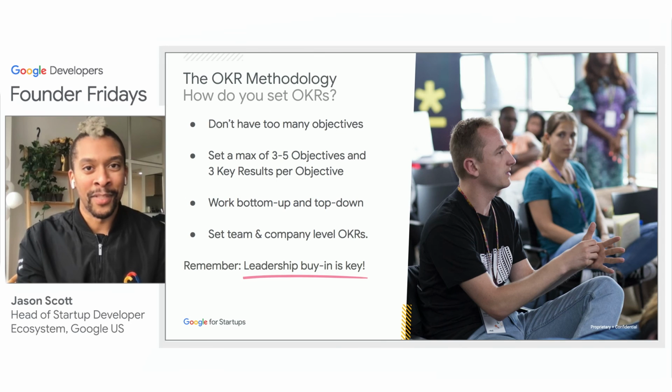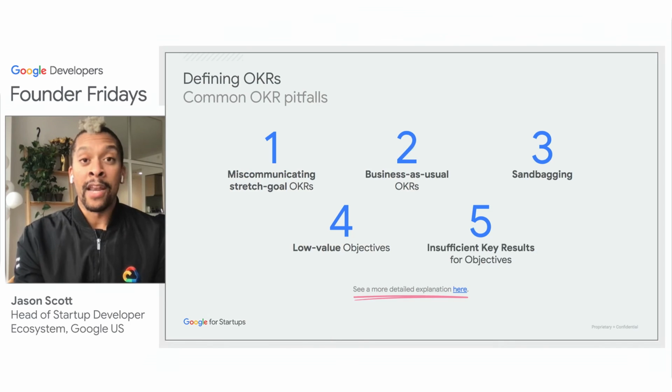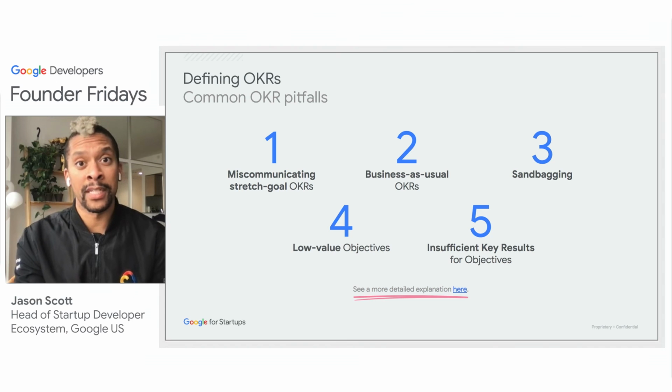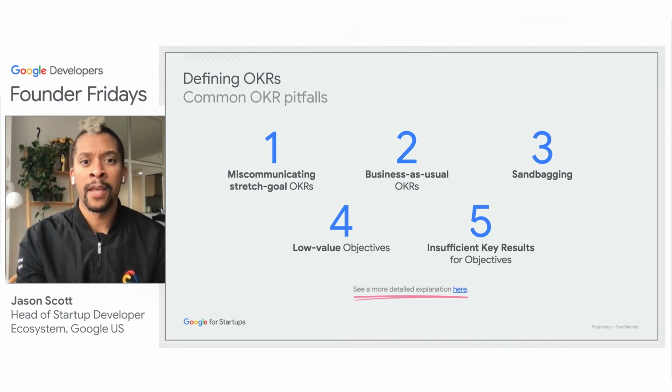And then, of course, leadership buy-in is key. If you as a leader don't believe in OKRs, there's no way that your team is going to believe in OKRs. And avoid the common pitfalls of miscommunications, of stretch goals, business as usual OKRs. If they're things that you're just passively measuring always, I challenge you to really think of what is important today, something that is not just a passive KPI that we always measure, but something that truly is an important, relevant, timely objective that we have for this quarter or this half. Avoid sandbagging, which we talked about, and low value objectives. And then of course, avoid insufficient key results. Allow for a few different ways potentially to achieve that objective.